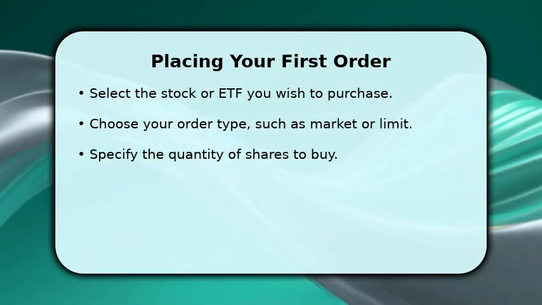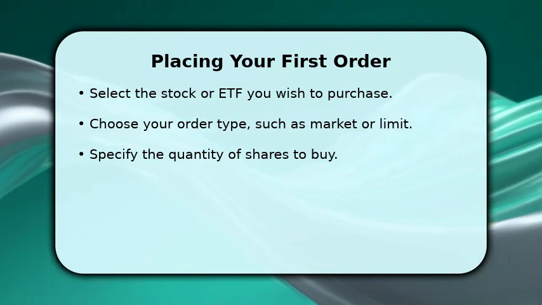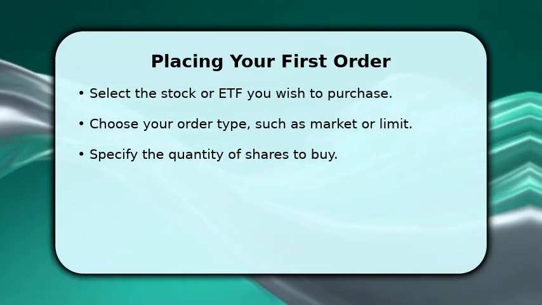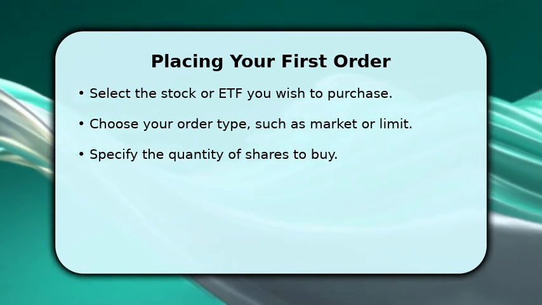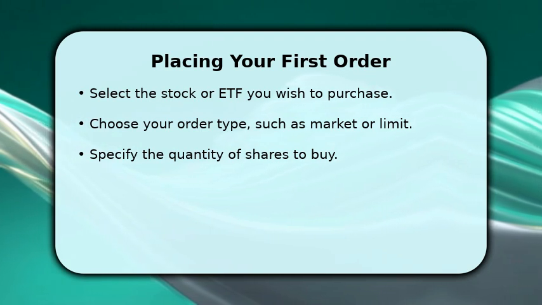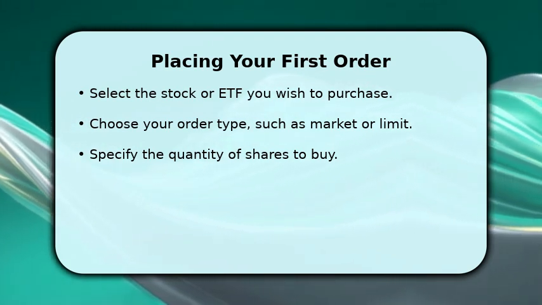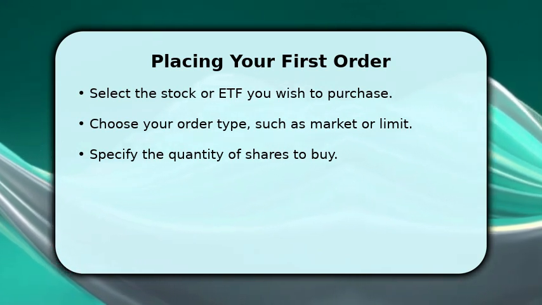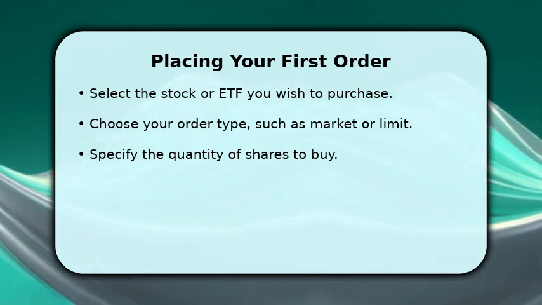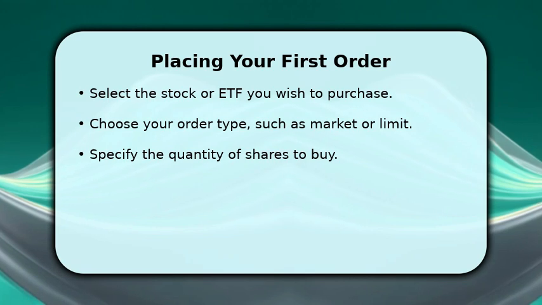After selecting an asset, tap the Trade button. You'll then choose your order type. A market order executes immediately at the current price, while a limit order lets you set a specific price you're willing to buy at. Next, input the number of shares you want to purchase. For example, you might buy 10 shares of a company. Review all details carefully before proceeding to the next step.